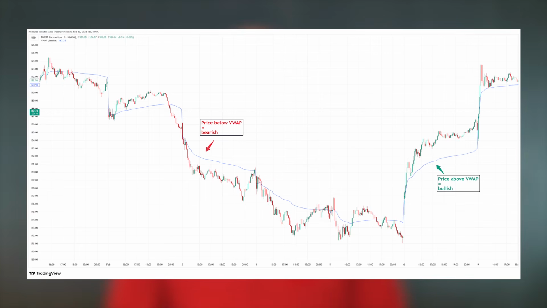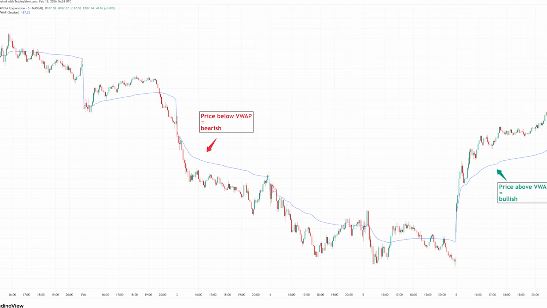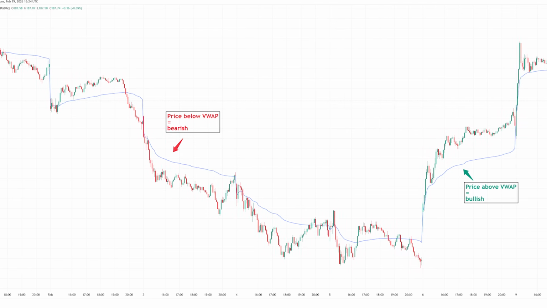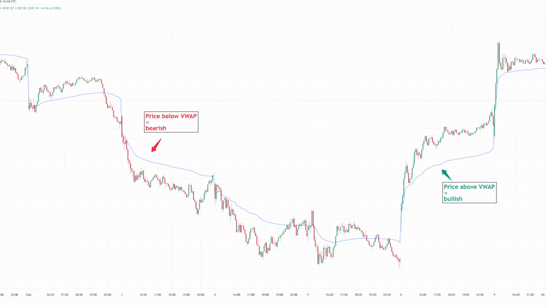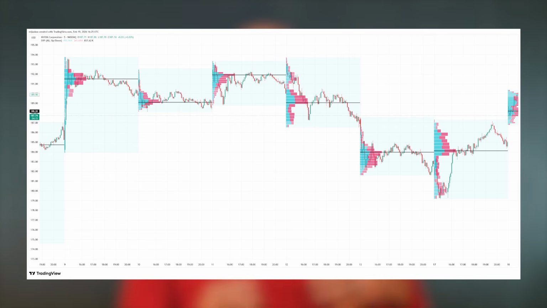Now, VWAP, which stands for Volume Weighted Average Price, acts like a moving average that institutional traders pay close attention to. Price above VWAP is a bullish signal, and when the price is below VWAP, that is a bearish signal. Finally, volume profiles show you horizontally where the most trading activity has occurred. Those levels tend to act as magnets for increased trading activity.